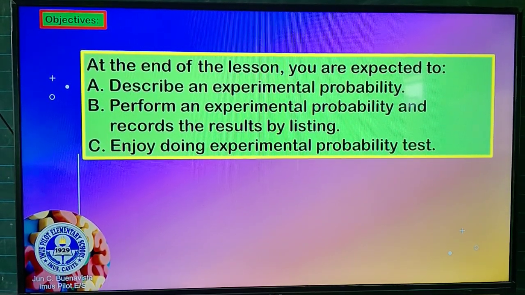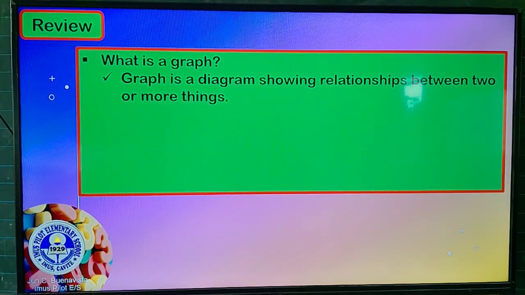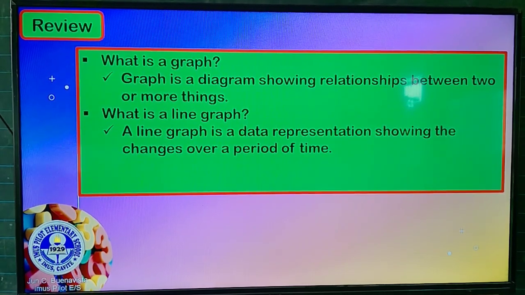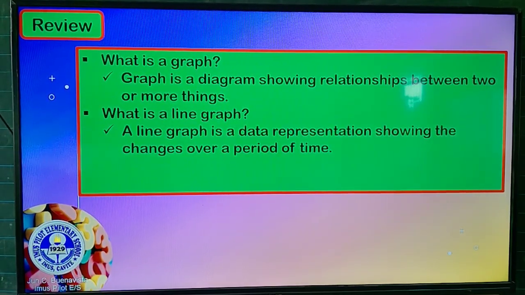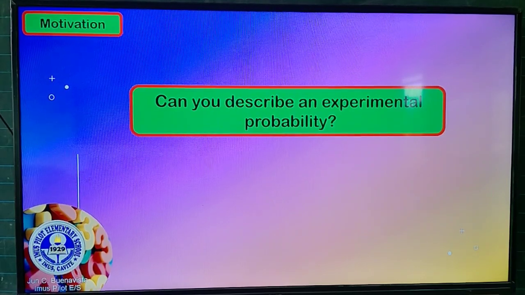So last week we studied about a graph. Again, what is a graph? Alright, so a graph is a diagram showing relationships between two or more things. And the graph that we had learned last week is all about a line graph. So again, what is a line graph? Alright, so a line graph is a data representation showing the changes over a period of time. A line graph also consists of a vertical axis, or we call that the y-axis, and the horizontal axis, or that is the x-axis. Alright, can you describe an experimental probability?